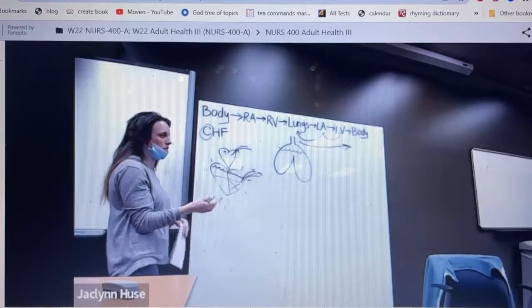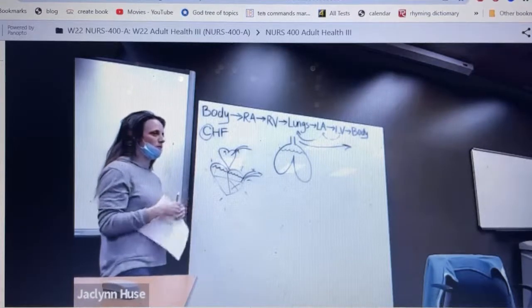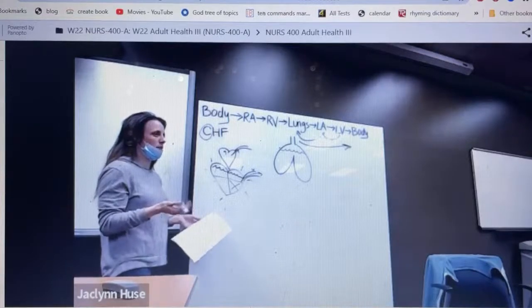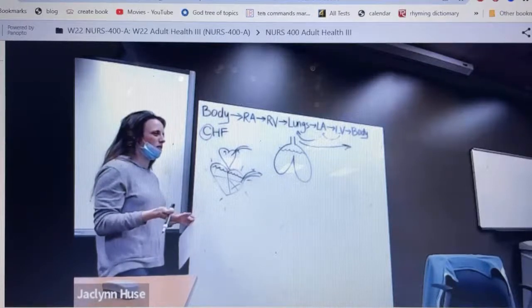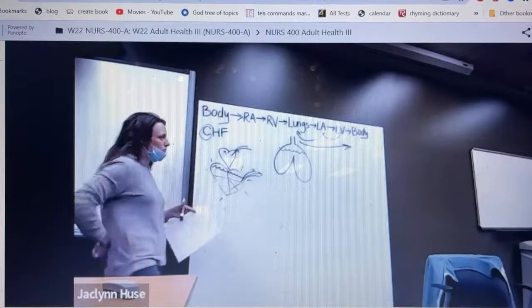So the problem with CHF is that once you weaken the cardiac muscle, you can't really fix that. Short of a heart transplant and some medications, you can't fix a stretched out heart. You know what I mean? It doesn't fix itself. So it's going to be a recurring issue.